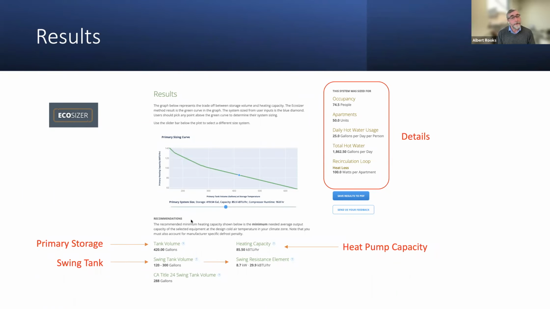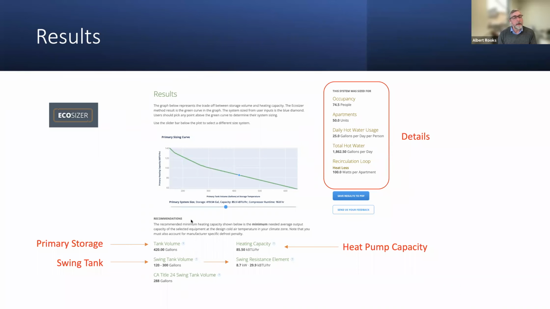It'll tell us what it thinks total hot water usage per day is. It'll tell us what input I gave it. I did give it the 100 watts per apartment. And then I can save those results to a PDF. I hit that button, it'll give me a nice feedback document I can share. But let's jump back to that graph with the green line running through it.